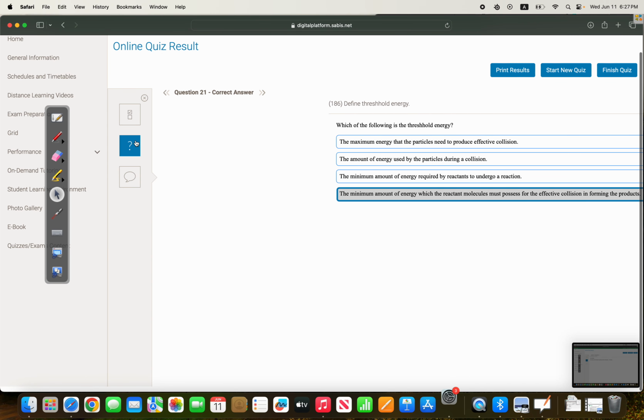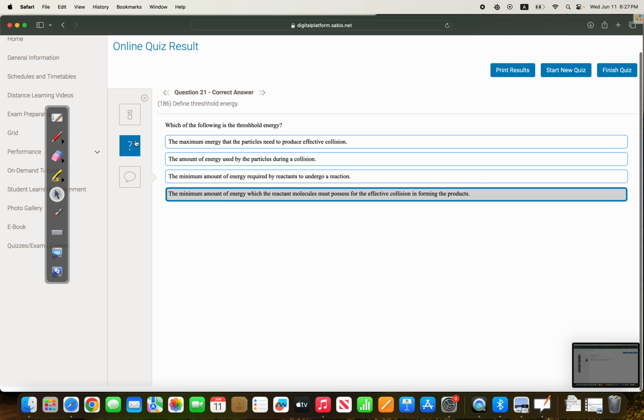Number 21. Which of the following is the threshold energy? Threshold energy is the minimum amount of energy which the reactant molecules must possess for an effective collision in forming the products.